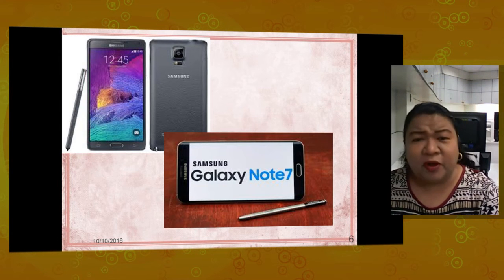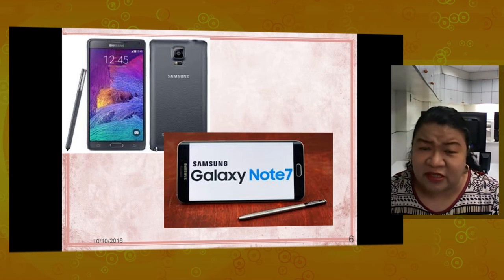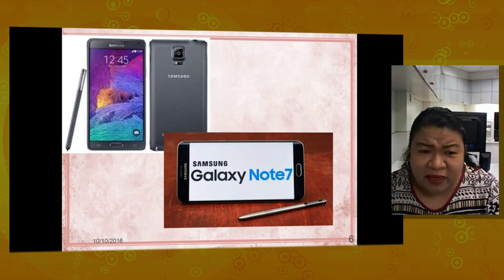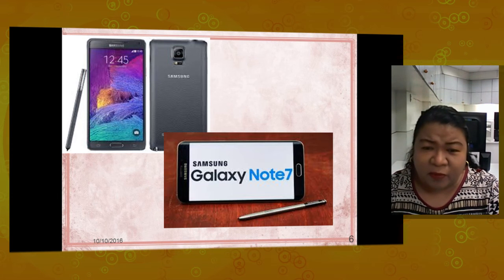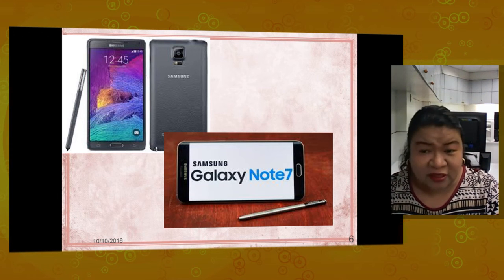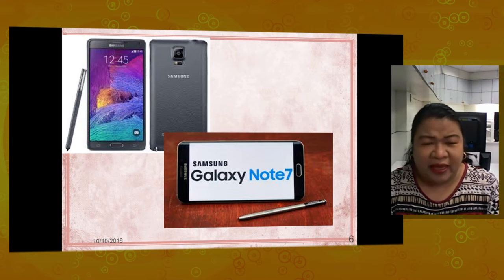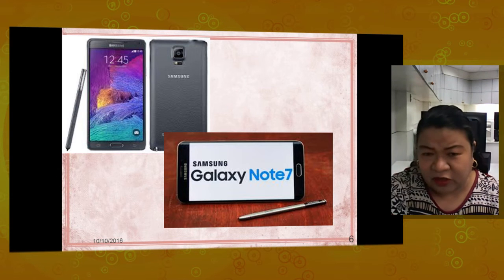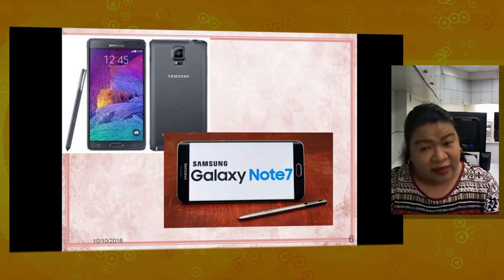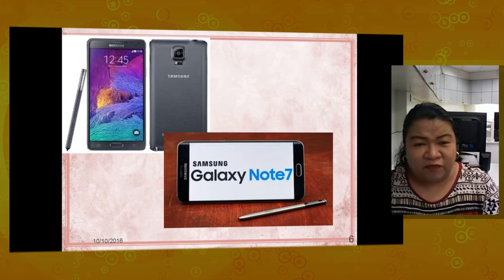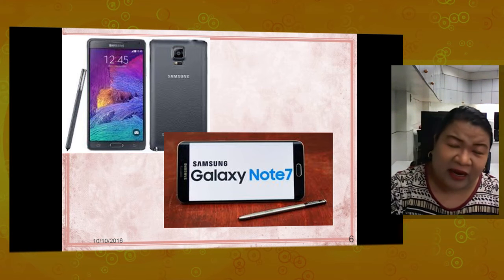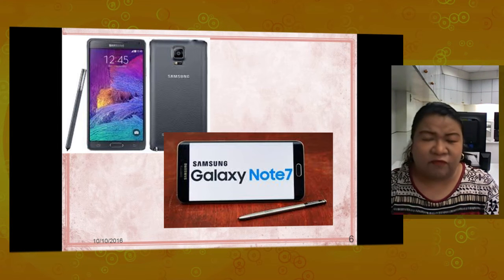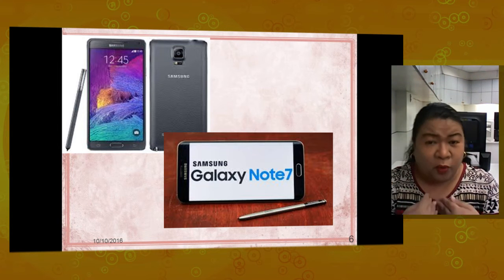Or for example, if a person is using a Galaxy Note 4, there will be little difficulty in using a Galaxy Note 7. So the skills you previously know will help you in learning a new skill, provided they are quite similar. So this is what transfer of learning is all about. It involves being able to apply what we know.